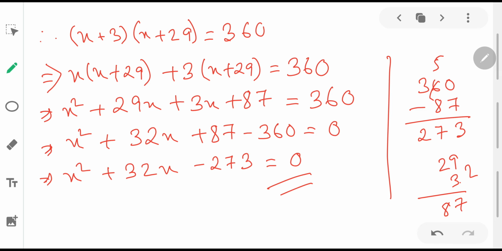Okay. So, at first we need to understand the situation, make the expression, and then we need to simplify the expression and keep it in the general form of a quadratic equation.